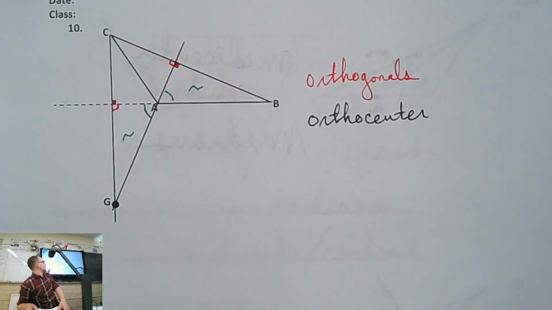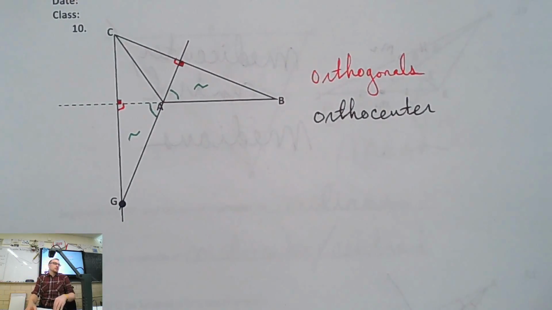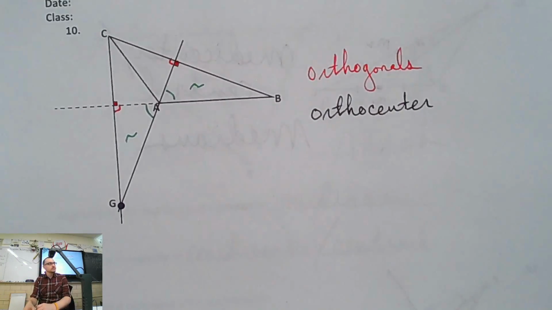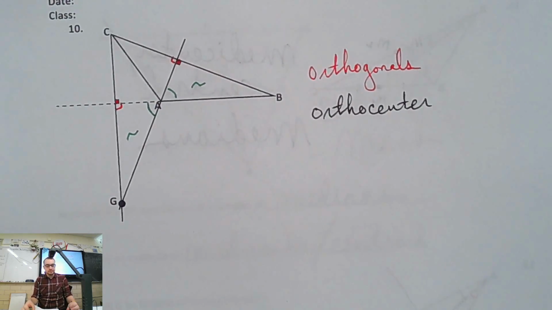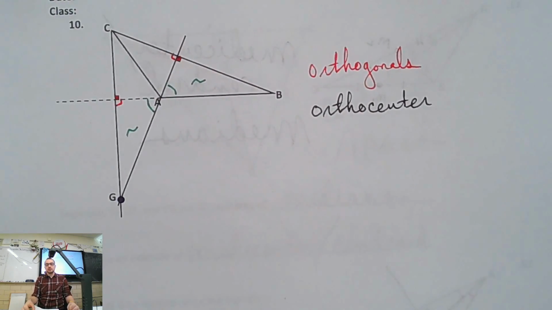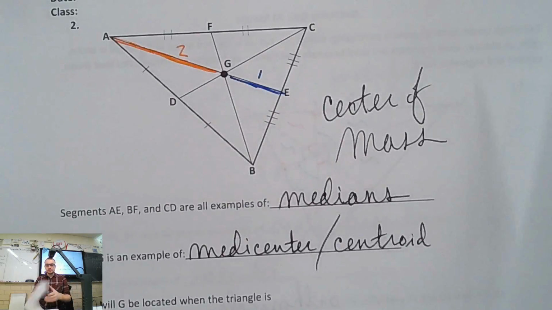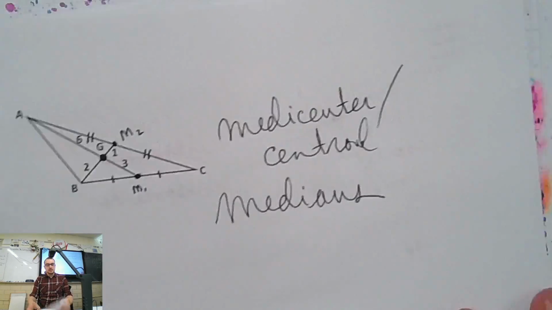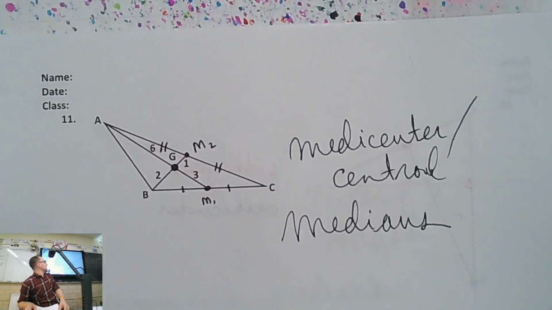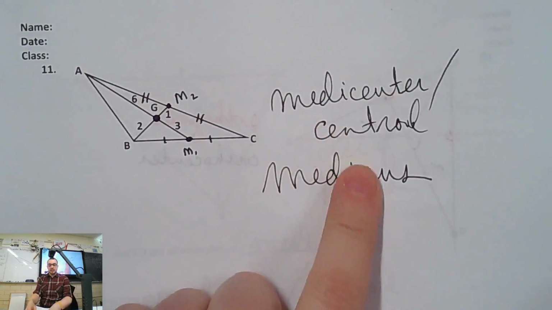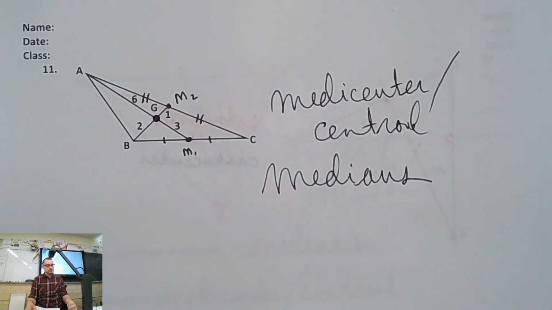Orthogonals, there should be similar triangles. Find the ones you can. I won't make you find all of them, okay? Some can be pretty difficult. Orthocenter, orthogonals, they're only 90, so they're ortho. Look for the ratios of the sides. That's a telltale of medicenter, centroid, and medians, right?